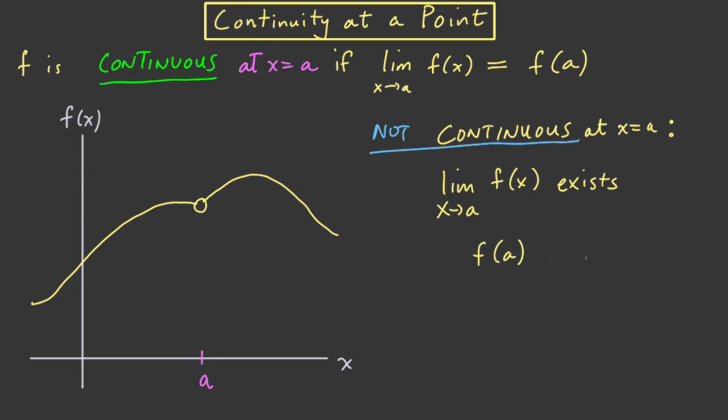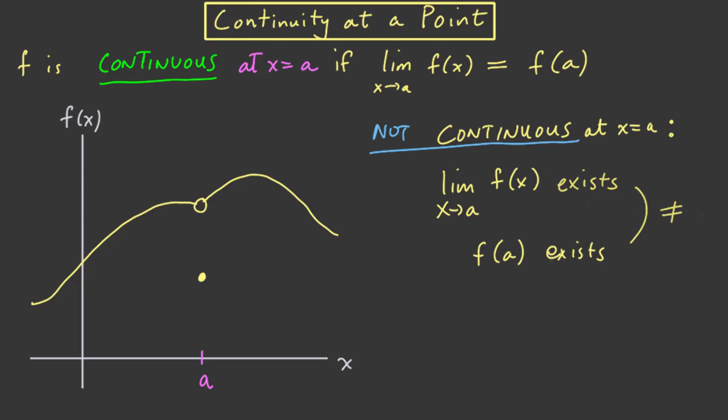Another way to be discontinuous would be if the limit exists and then f of a also exists, but they're not equal. That would look just like this, where we put a value for f of a that's different than the limit as x approaches a. So we still have the hole in the graph of f, and that's a discontinuity.